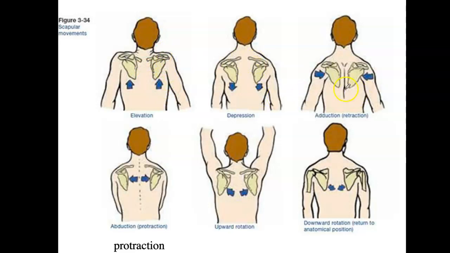Okay, next pair. Adduct. Look, you're bringing it in like this, and just kind of close up that space between your two scapulae. Or you can protract and bring them further apart. Your arms kind of have to come with that too. It's called abduction or protraction. So adduct and protract. And then the last pair here that we have is upward rotation.